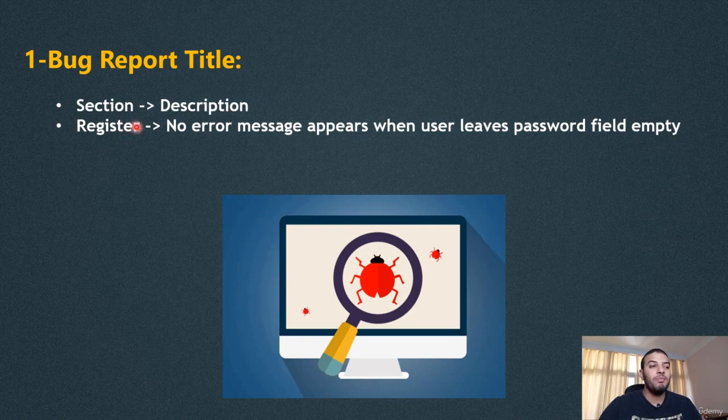So for example, if the bug is in the registration or in login or any functionality, you write the name of the section or the name of the functionality, then an arrow, then a short description about it. Like the test case, the bug report title must make me understand what it is about. So here let's read the title. No error message appears when user leaves the password field empty. So the title makes me understand everything. You should not say problem with password, okay? You shouldn't say leave password empty. All of these are wrong titles because they don't inform me where exactly is the problem. So this is the first field, which is the title.